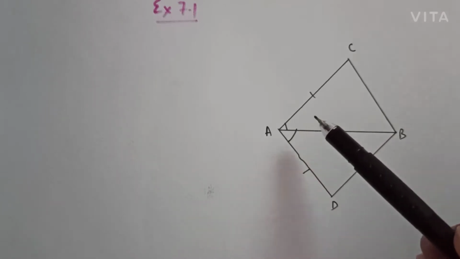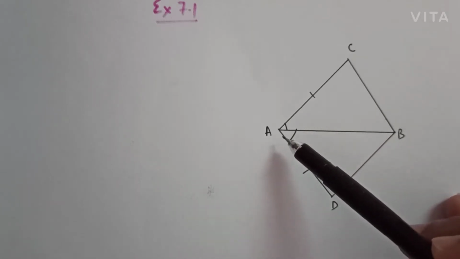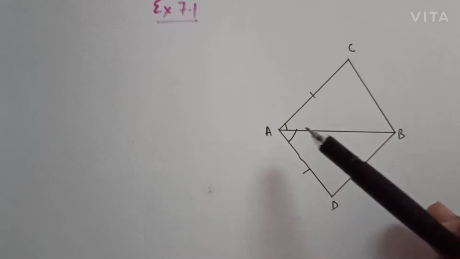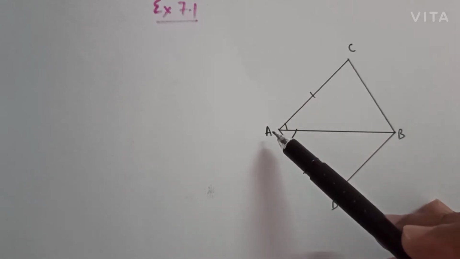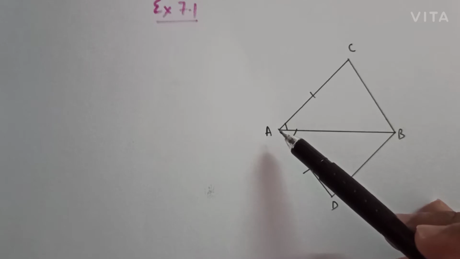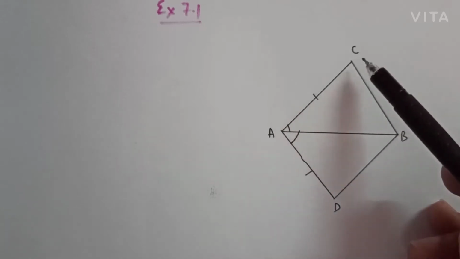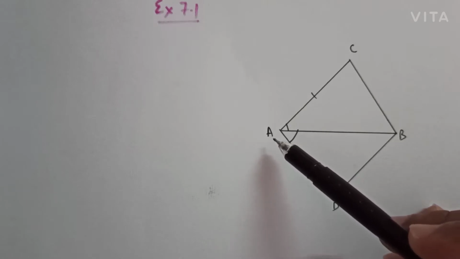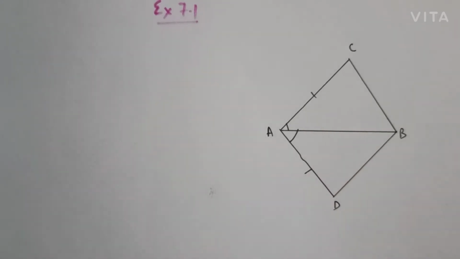So you have to keep in mind that you will be naming always starting from any of the vertex and moving anti-clockwise or moving clockwise. So if we are moving clockwise, then this quadrilateral would be named as ACBD, and if we are moving anti-clockwise, this would be named as ADBC. Got it? Now in this quadrilateral, it is given that AC is equal to AD.